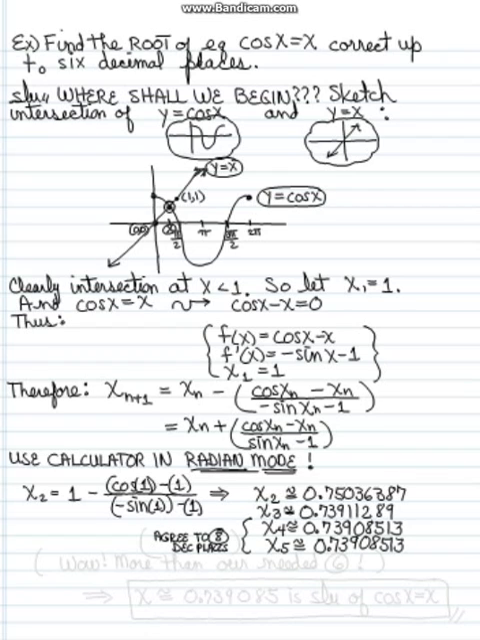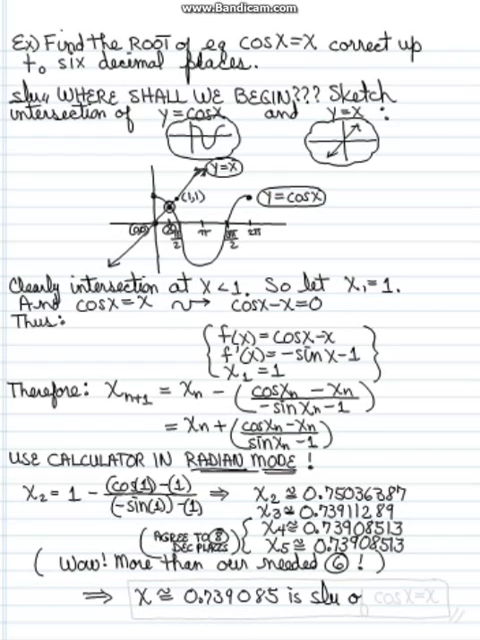We have agreement up to 8 decimal places for the fourth and the fifth estimation, which is really more than we needed. We only needed 6, so we did better than they wanted, and that's good. That's where we will stop. We'll say that x is approximately equal to 0.739085, which is the solution of the equation cosine of x minus x equals 0.